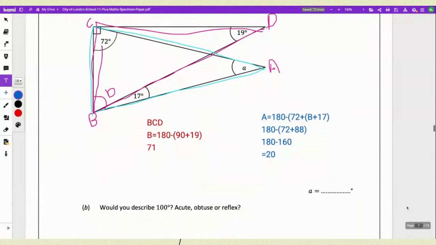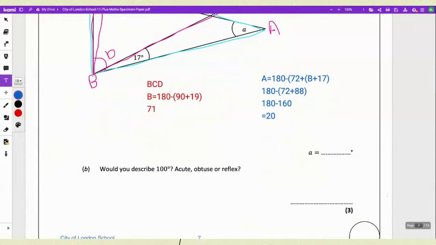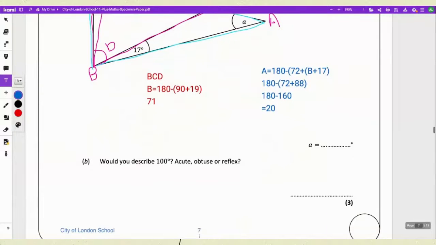And now they're asking you what type of angle is this? This is an obtuse angle.